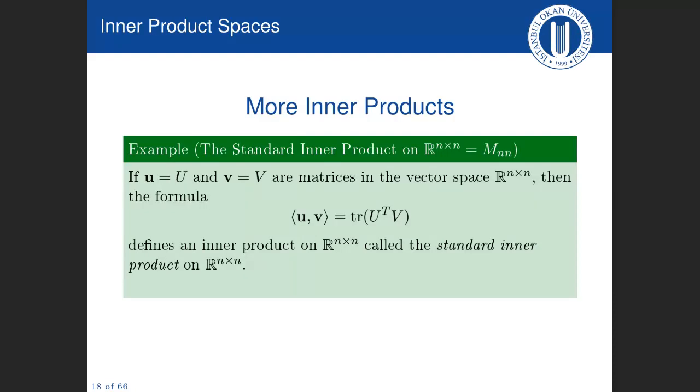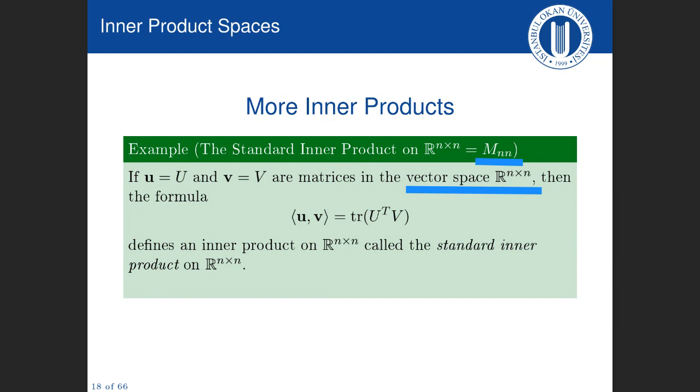Let's do some more inner products. Next, I want to talk about the vector space R^(n by n), or if you prefer the notation M_nn. That's the vector space of all n by n matrices where each entry is a real number. Let U and V be matrices in this vector space, so n by n matrices of real numbers, and then define a function like this.